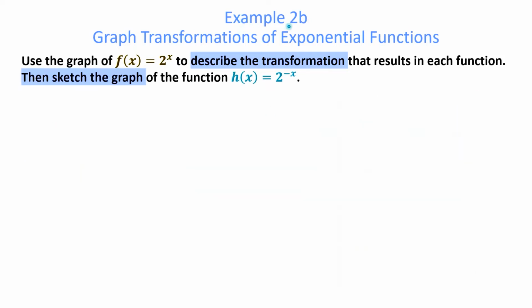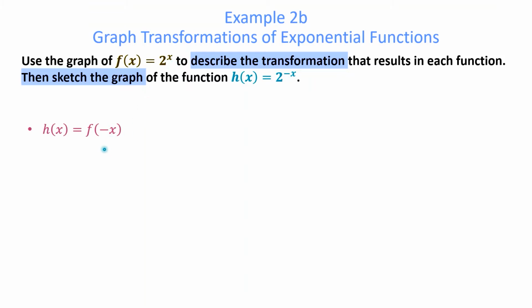So in example 2b, we have a question which is very much similar to the last one in 2a. The function f of x is still equal to 2 to the power of x. However, this new function h of x is equal to 2 to the power of minus x. So we can see here that the bases are the same, but the exponents differ. Okay, so we can rewrite h of x as being equal to f of minus x. We've just replaced the x with the minus x.